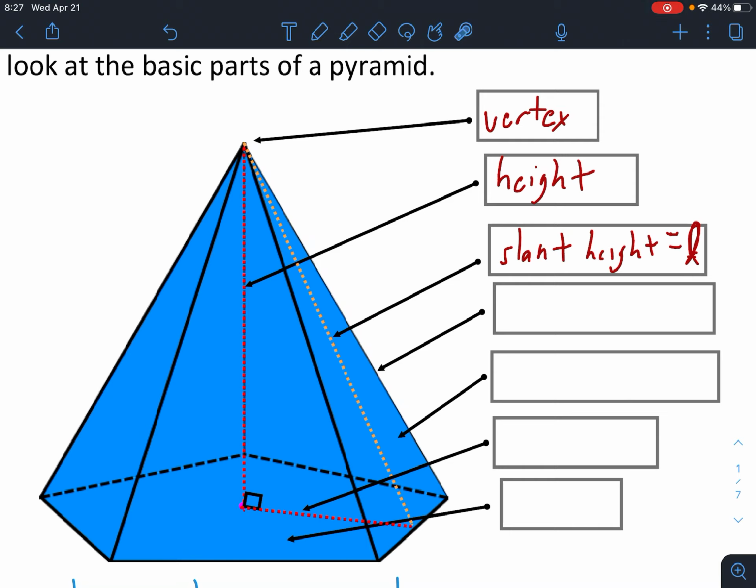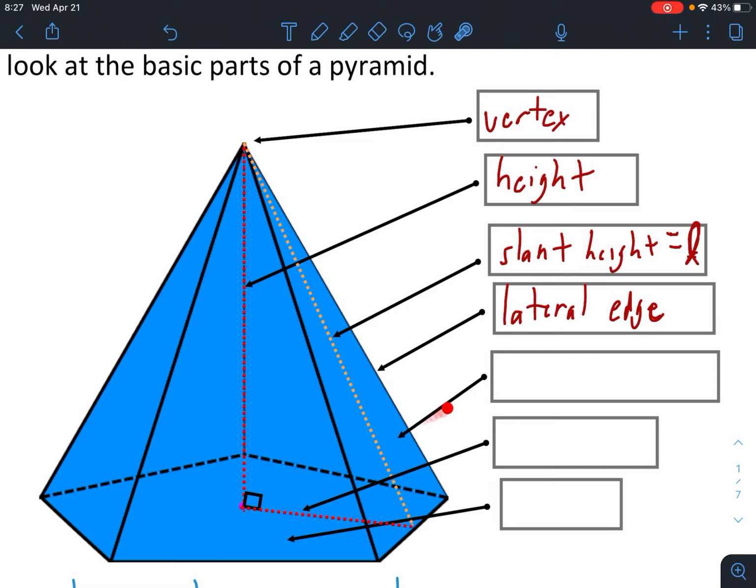The next one here, this line is pointing to this. So from the vertex to one of the points on the base, or this one, or this one, or this one, or the one in the back. That's called a lateral edge. And it's important for you to know the difference between the slant height and the lateral edge. The lateral edge really does nothing for our formula here. The slant height is very important, as you'll see when we get to the next slide.